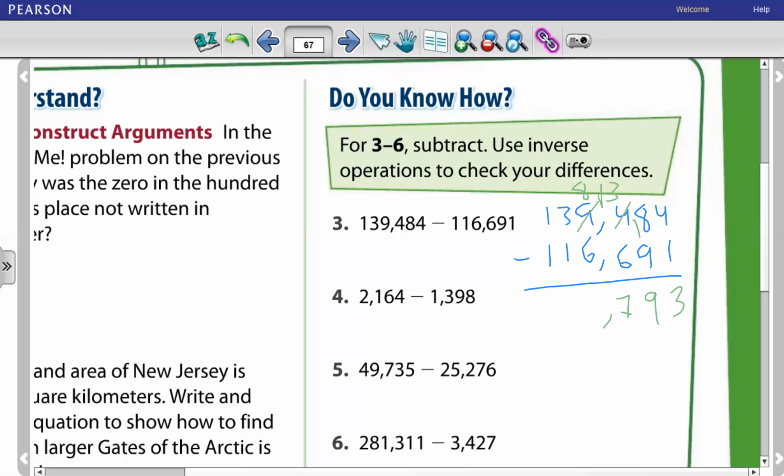Then 8 minus 6, yes, I can do it because 8 is more. So 8 minus 6 equals 2. 3 minus 1 equals 2. 1 minus 1 equals 0. But no need to write the 0 on the left because it has no value.